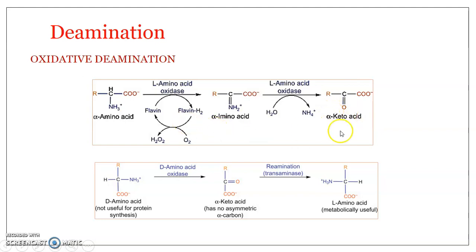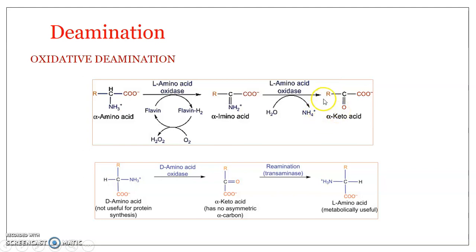What are the products here? We have reduced FMN or FAD, we have ammonia, and we have alpha keto acid. So what will happen to each of these? The reduced FADH2 or FMNH2 get spontaneously reoxidized to FMN or FAD by molecular oxygen, which itself gets reduced to form hydrogen peroxide. This reaction is catalyzed by the enzyme catalase, which is present in the peroxisomes and glyoxysomes. Now, what happens to ammonia? Ammonia enters the urea cycle.